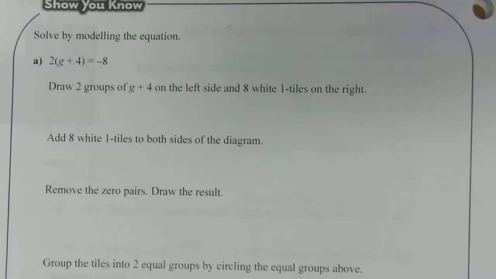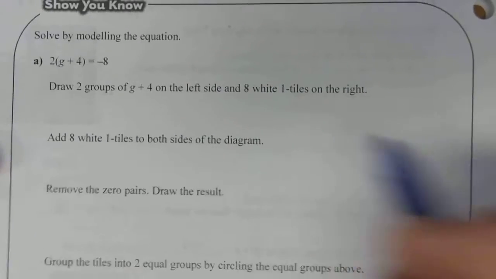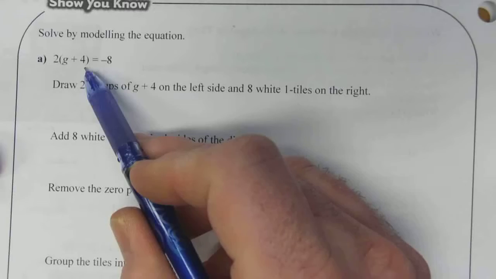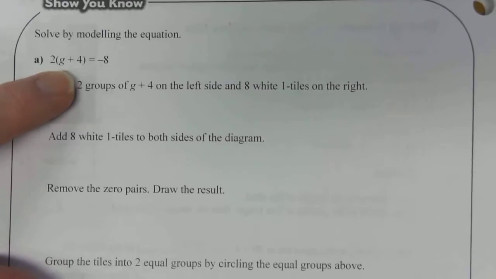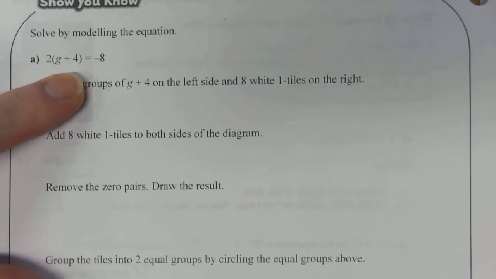Let's have a look at this "Show You Know." Solve by modeling the equation. We've got an equation here, 2 times g plus 4 equals negative 8. So we're going to be using algebra tiles again. We're going to start by drawing two groups of g plus 4.